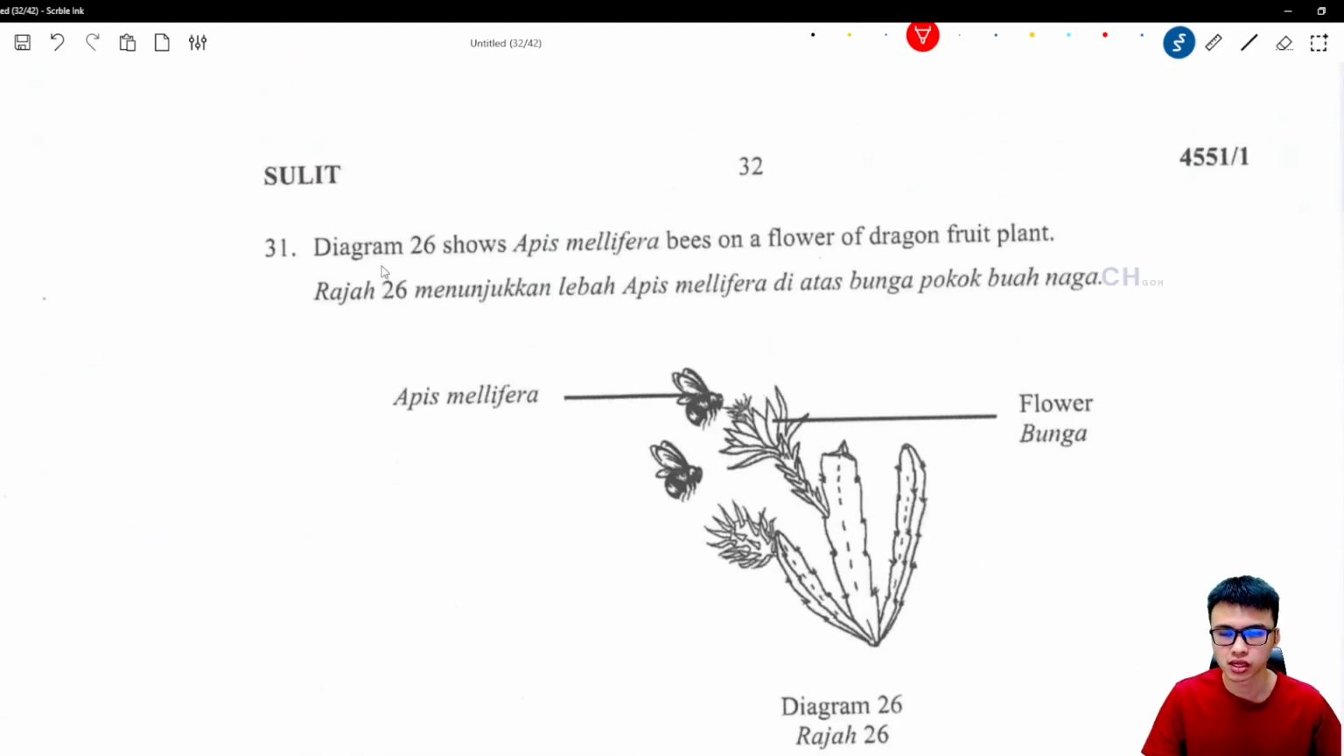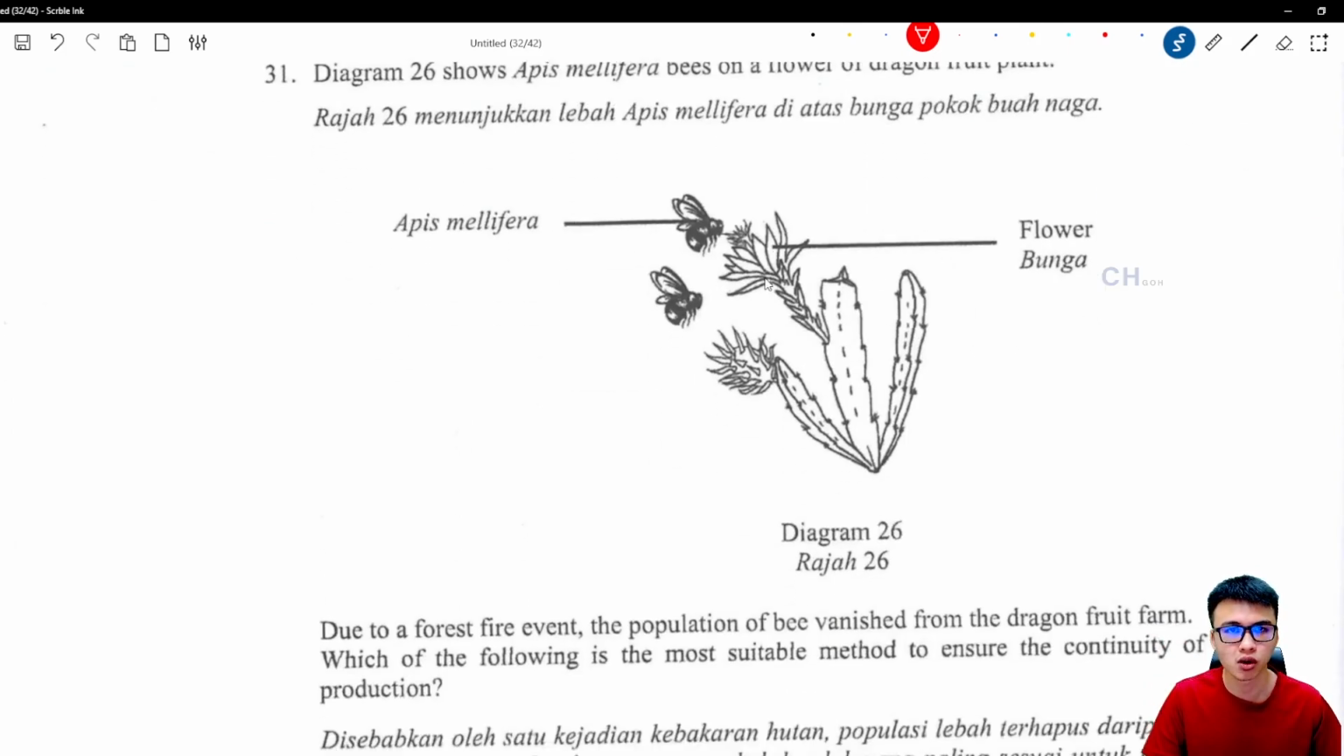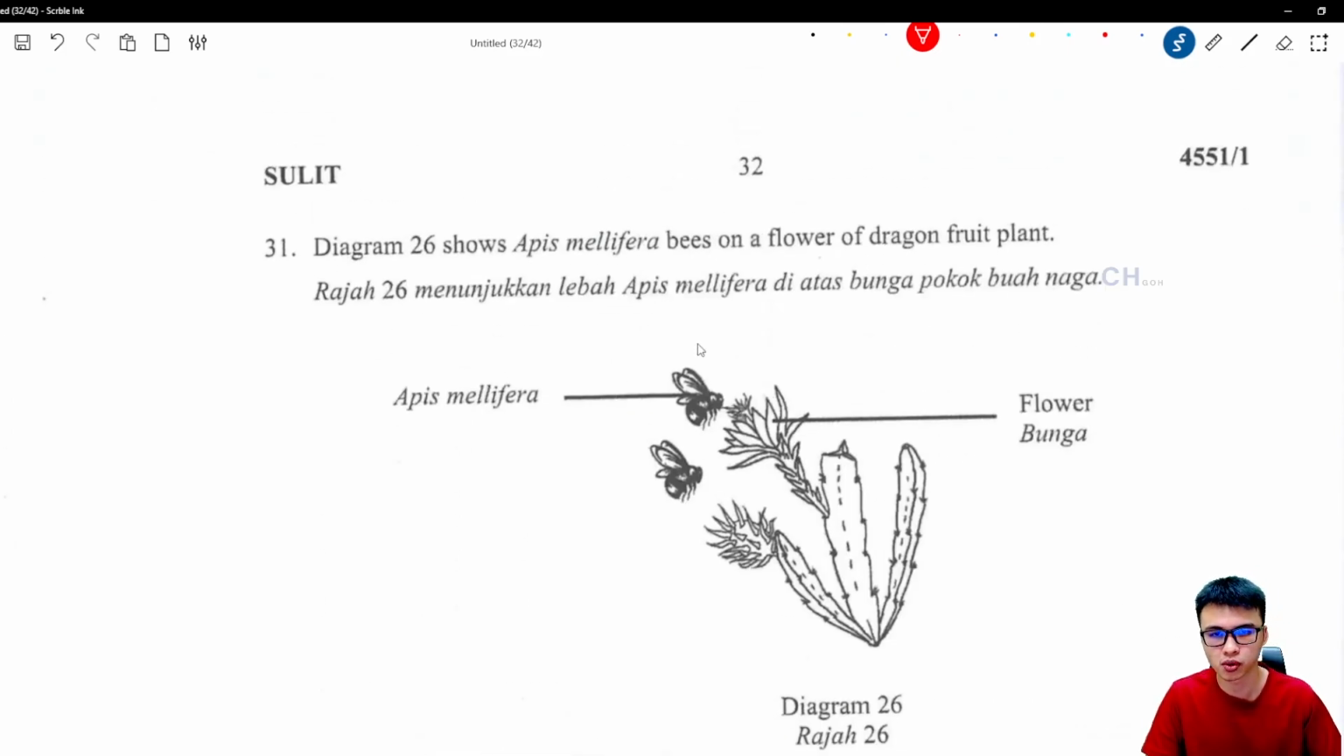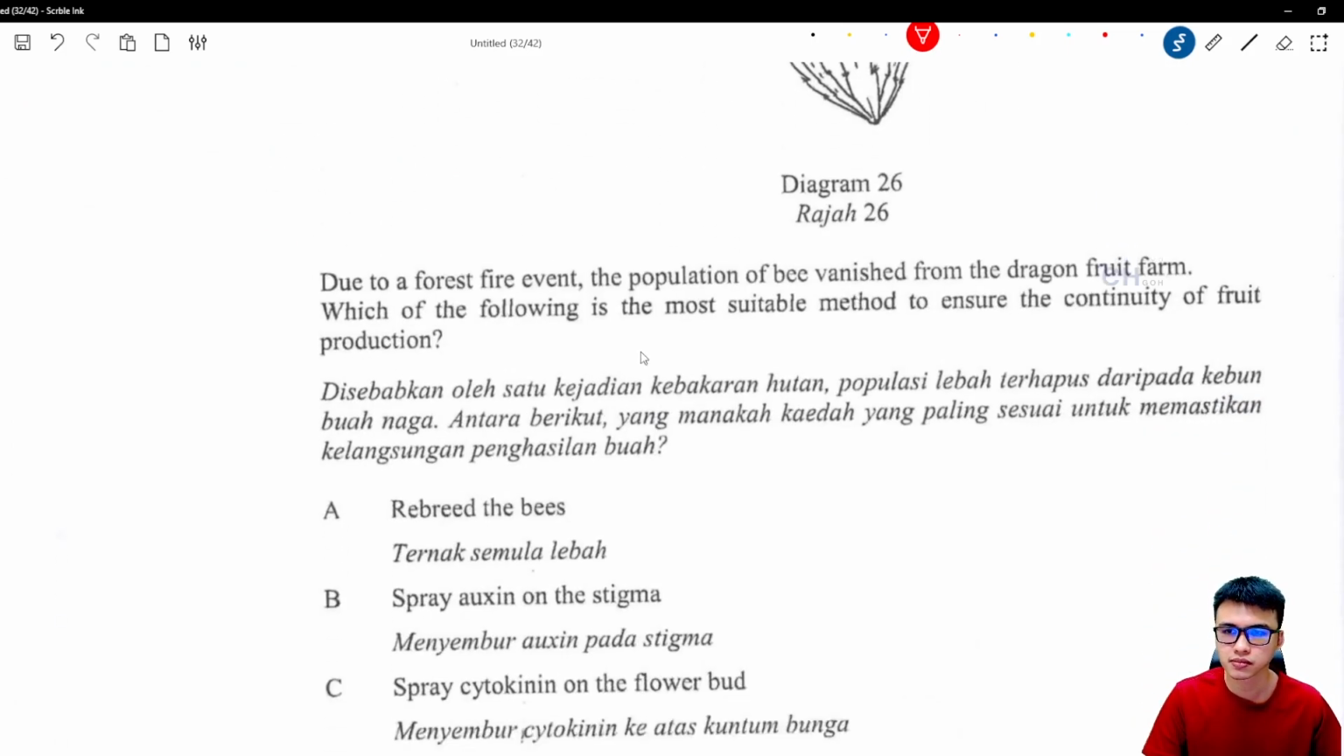Question 31. We have the bees on the flower doing the pollination, the process. Okay, the population of the bee vanishes. That means there is no more bee to help in pollination. You want to find out a suitable method to make sure the fruit can be produced.